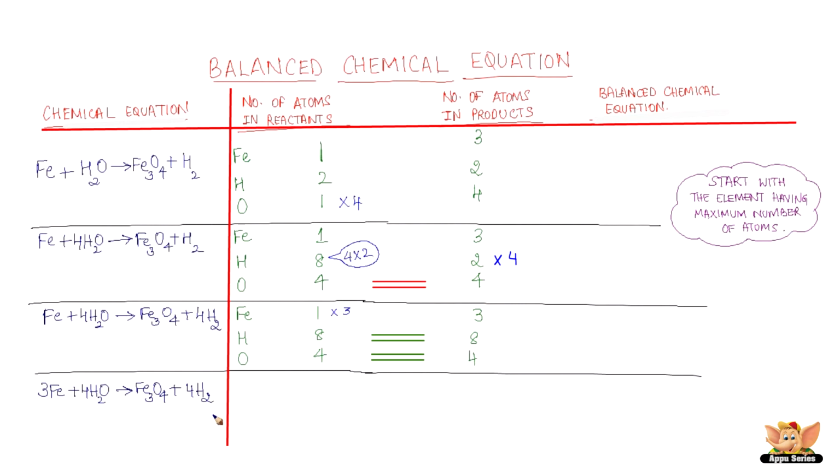Let's compare the atoms of elements now. On the reactant side, iron 3, hydrogen 8, and oxygen 4 atoms. On the product side, iron 3, hydrogen 8, and oxygen 4 atoms. Now the atoms of the elements on both sides are the same. So we have a balanced equation, which is 3Fe plus 4H2O gives Fe3O4 plus 4H2.